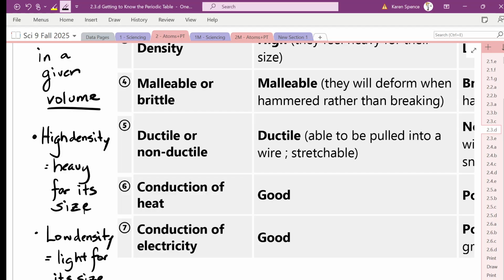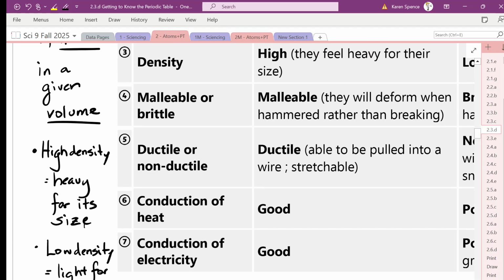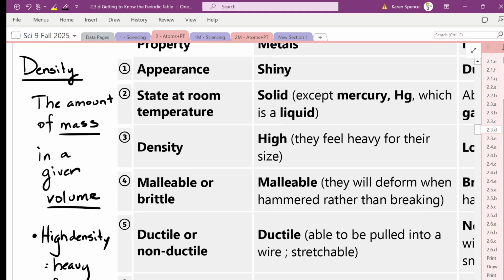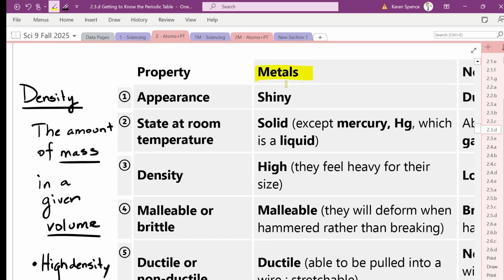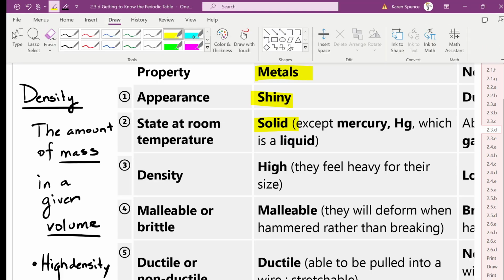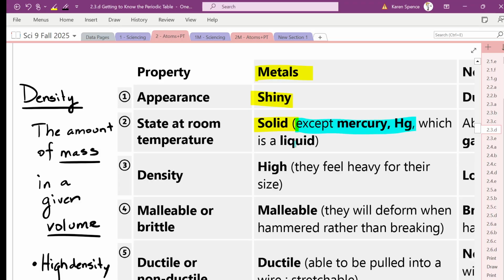They wouldn't make them out of plastic. Plastic is mostly made of nonmetals. It's made of carbon, hydrogen, and oxygen. And if you made your weights out of plastic, you would have to use gigantic weights. So the density of metals, so these are all our metals here. Metals are shiny, metals are solid, except mercury, which is a liquid. Their density is high. They feel heavy for their size.